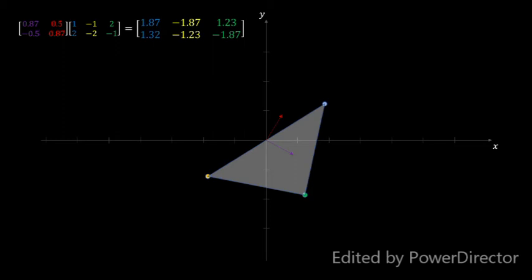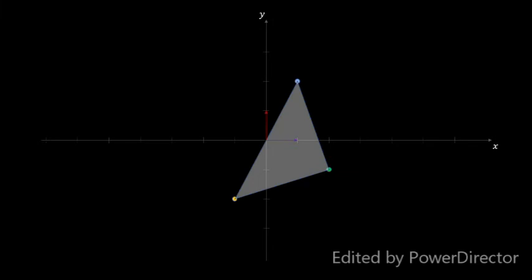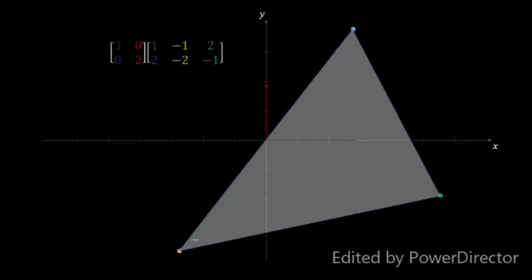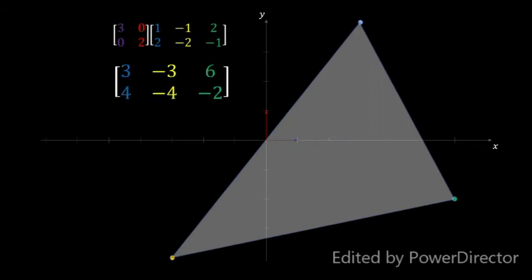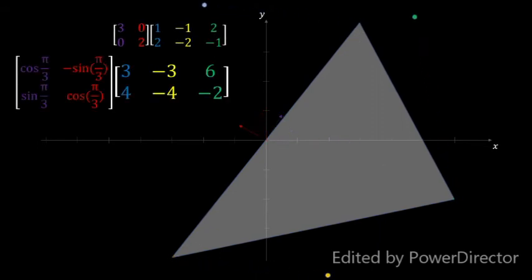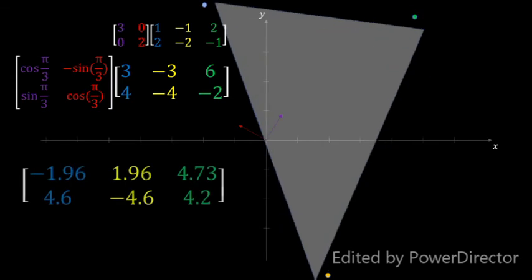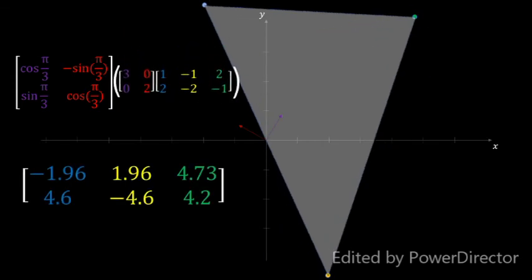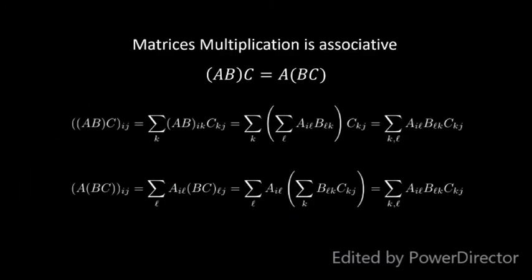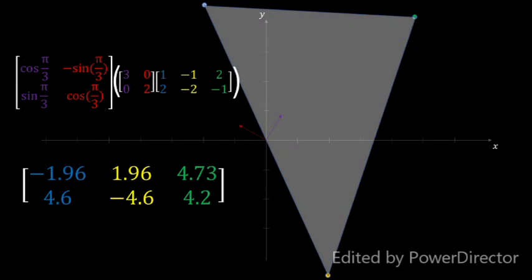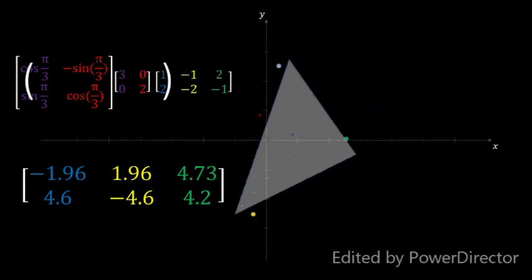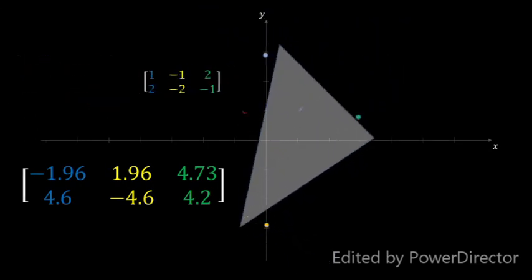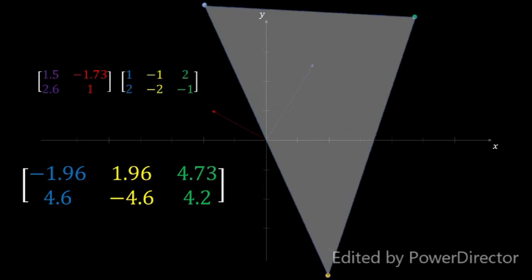In the real world, we usually want to do more than one transformation at a time. So for example, we want to scale this triangle and after that to rotate it. Sure, we can do one by one, but we know that matrices multiplication is associative. So it means we can group all previous transformations in only one matrix and apply this matrix on all vertices. This will save a lot of time.